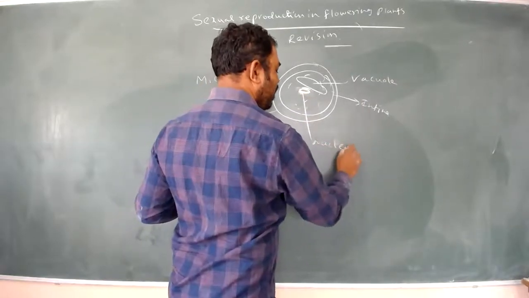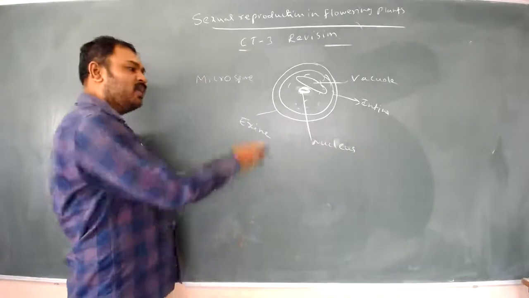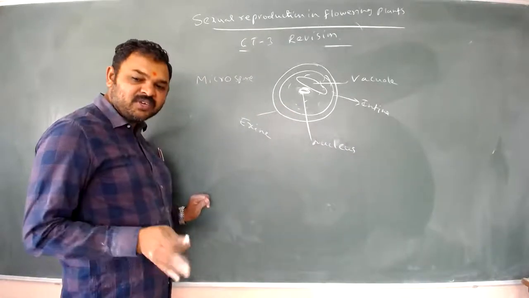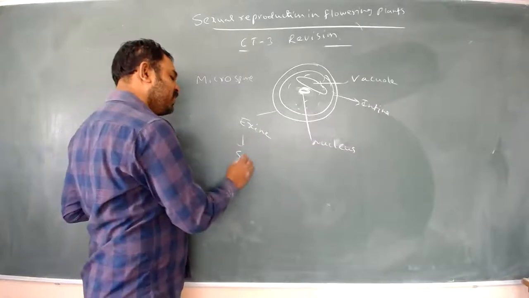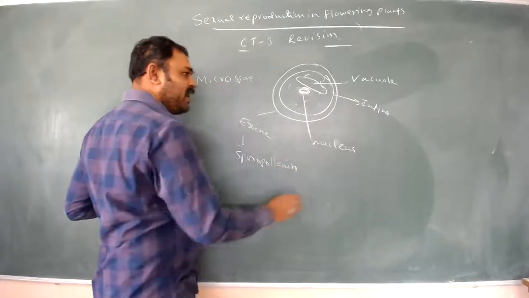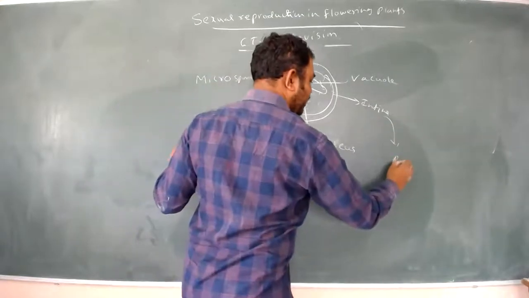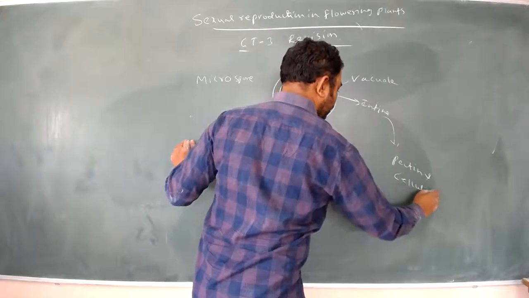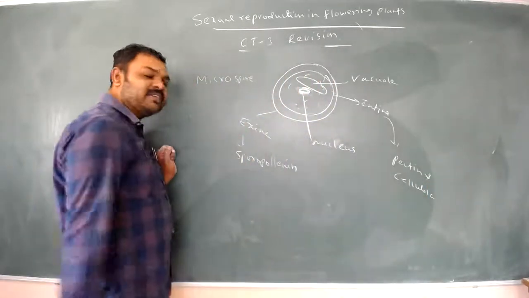So what is present in the pollen grain? The outer layer is called exine, and the inner layer is called intine. But how is the exine made? It is made up of a material called sporopollenin. And how is the intine made? The intine is made of pectin and cellulose. Pectin and cellulose are there. But what about the exine?